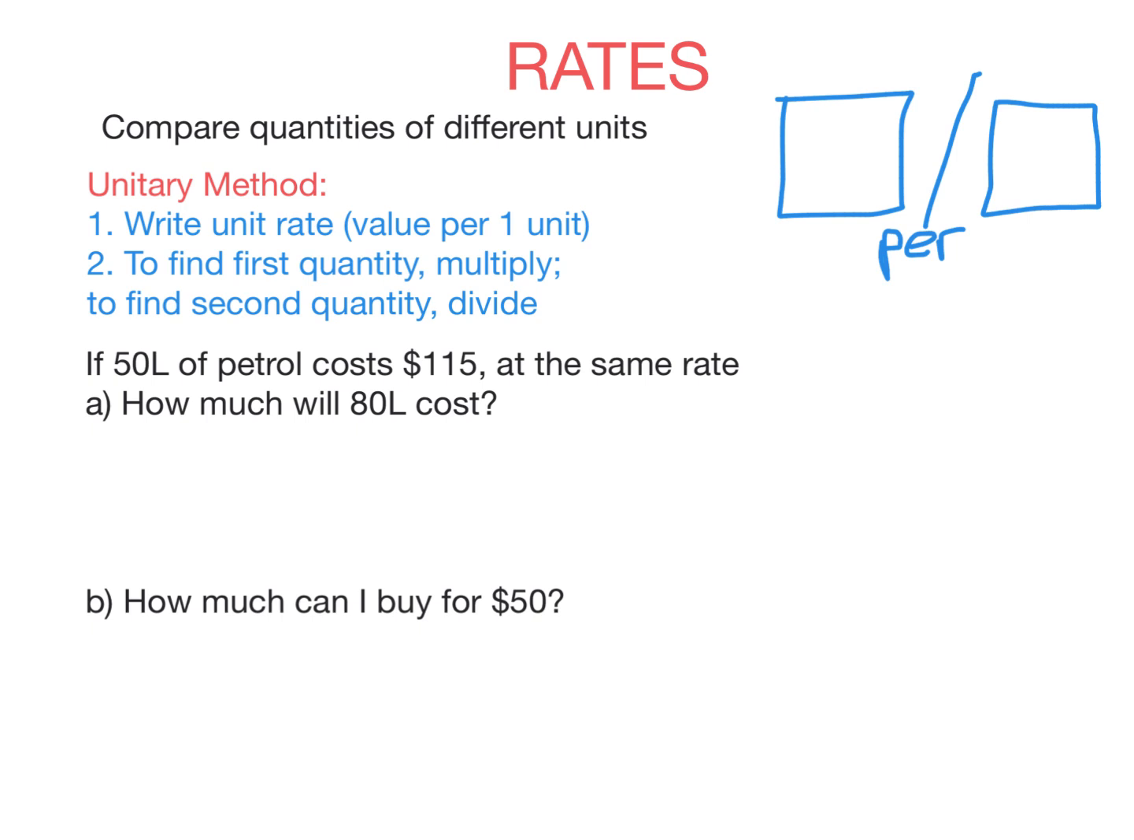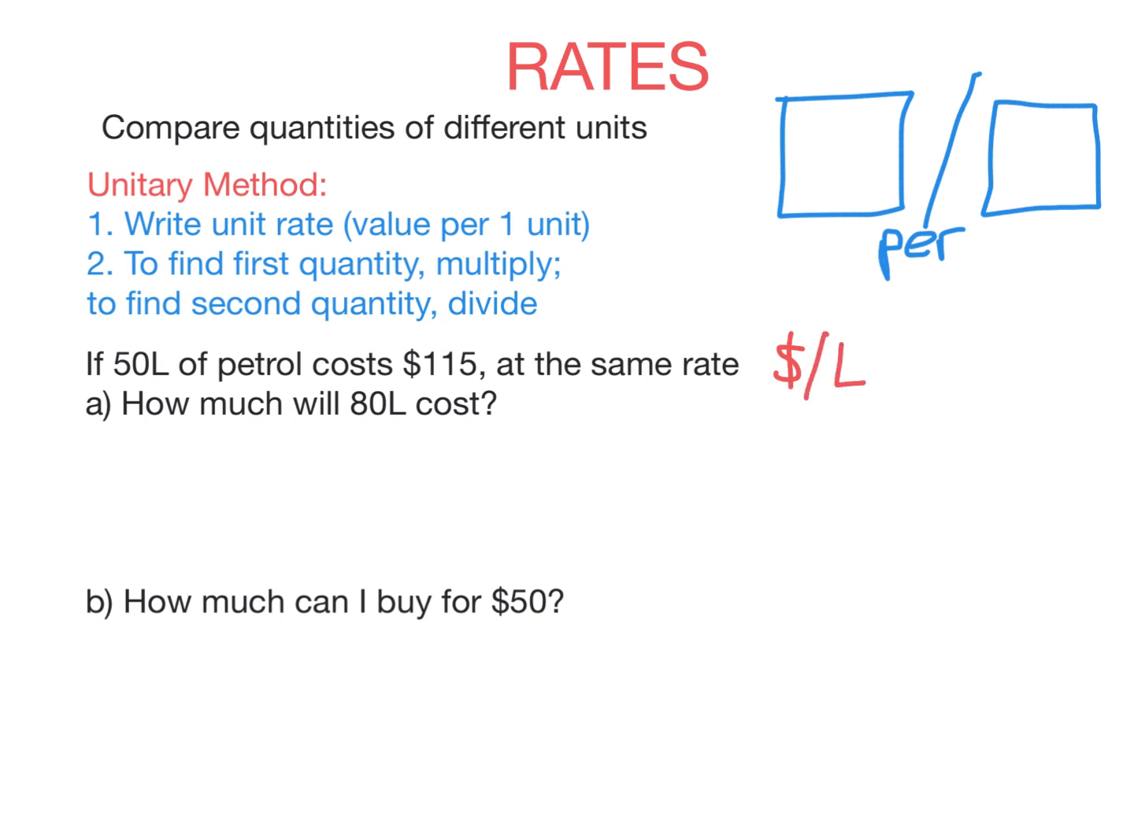So we're going to use rates to calculate quantities. We'll do this using the unitary method. So we just follow these steps here. I'll illustrate that with an example. Let's say 50 litres of petrol costs $115. At the same rate, we will calculate how much 80 litres will cost and how much I can buy for $50. So when we're using the unitary method, the first thing we do is write the unit rate, the value of 1 unit. So here we're after a rate for the cost. We're after dollars per litre.